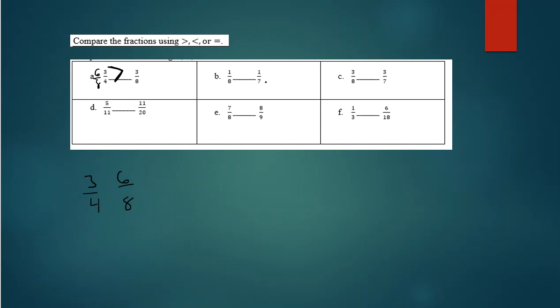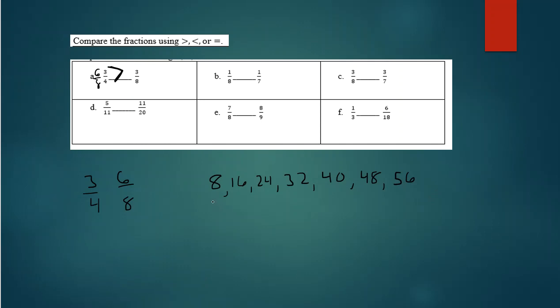1/8 and 1/7. Okay, if we're going to compare these, they need to have the same denominator. So in order to find the same denominator, we need to find the least common multiple between 8 and 7. Okay, so multiples of 8 are 8, 16, 24, 32, 40, 48, 56. I think that's as far as we'll need to go.